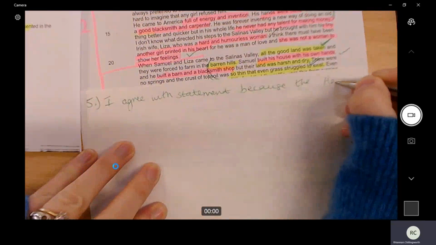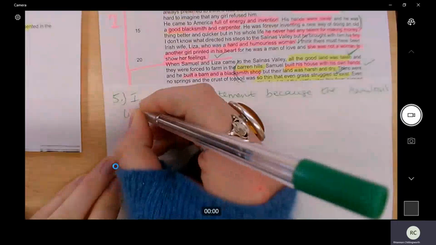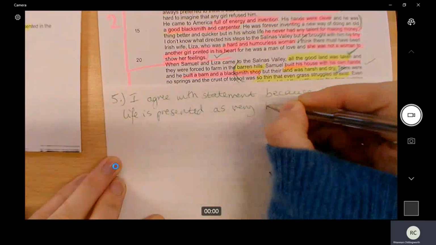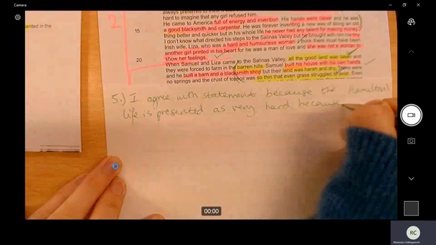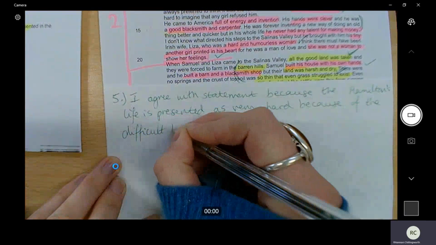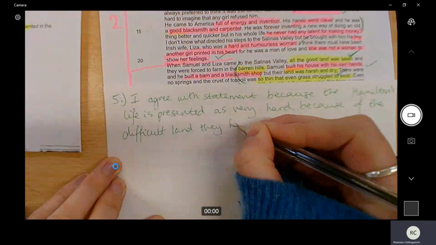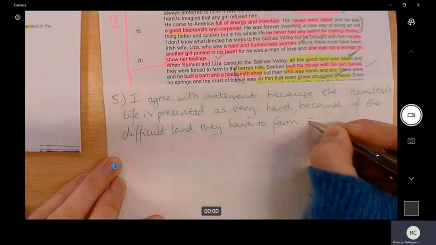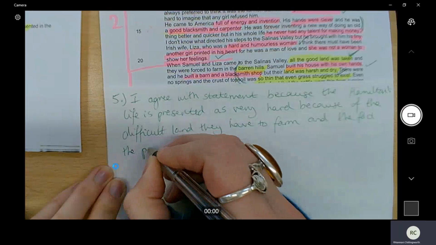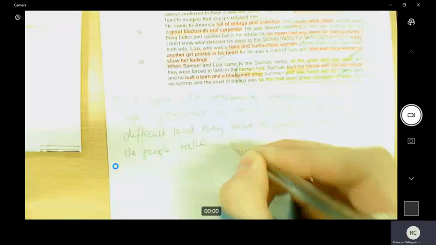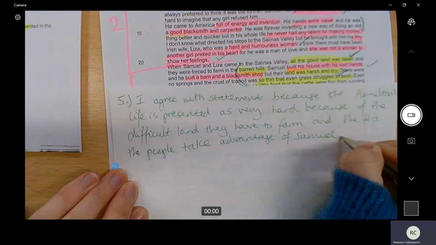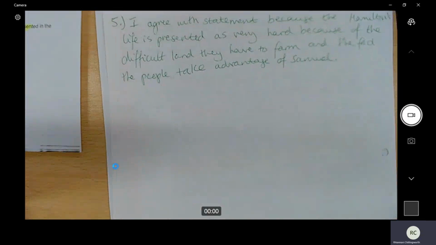because the Hamiltons' life is presented as very hard because of the difficult land they have to farm and the fact the people take advantage of Samuel.